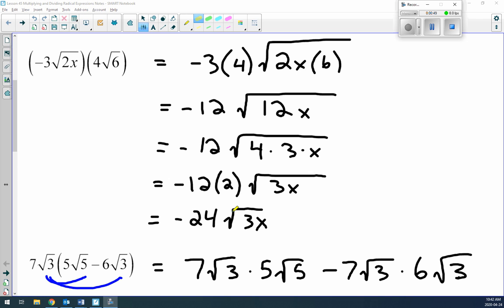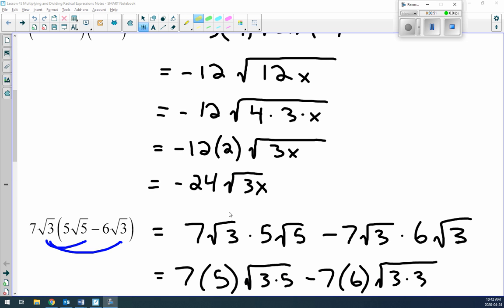So it's really quite simple. The key is they have to have the same index. They have to either be square roots, cube roots, quad roots, or anything like that.